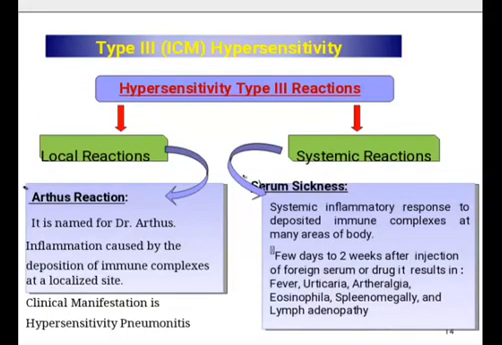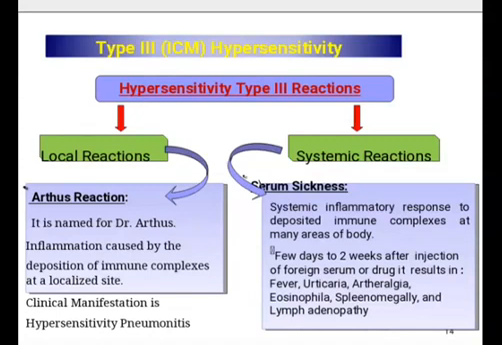Here we can see the examples of type 3 reactions, the local reactions and systemic reactions. An example of a local reaction is the Arthus reaction, in which inflammation is caused by the deposition of immune complexes at a localized site. A clinical manifestation of this reaction is hypersensitivity pneumonitis. Another example is systemic reactions, such as serum sickness.